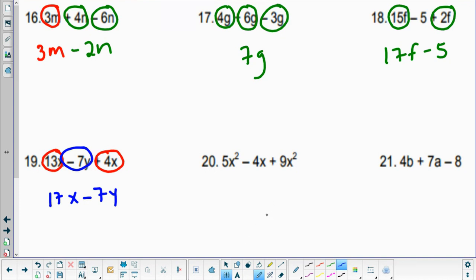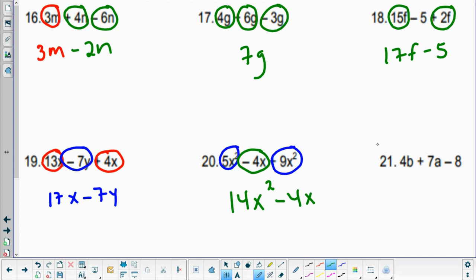All right, number 20, be careful. x squared is different than x. So these two can be combined together, but this one cannot be combined. So because we have x's, we have to go with the highest exponent first. So 5x squared plus 9x squared is 14x squared. We want our highest exponent first, and then our negative 4x is just going to follow behind.